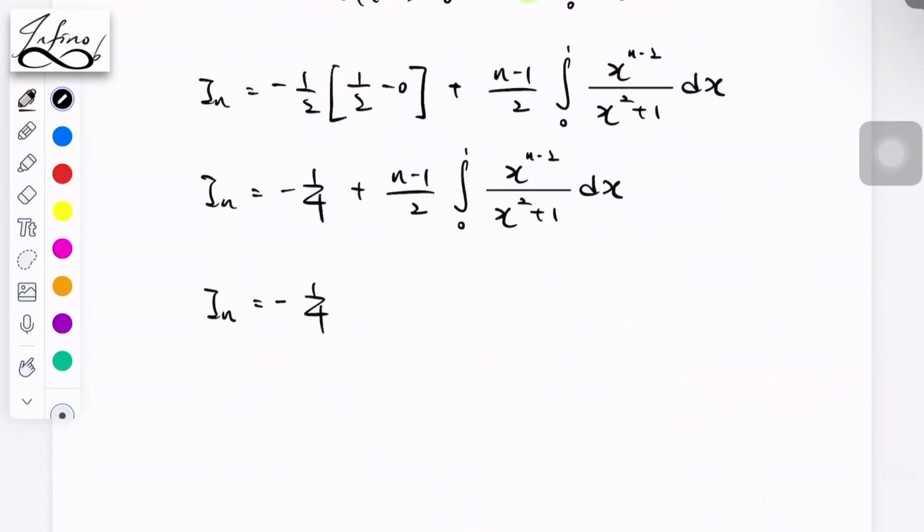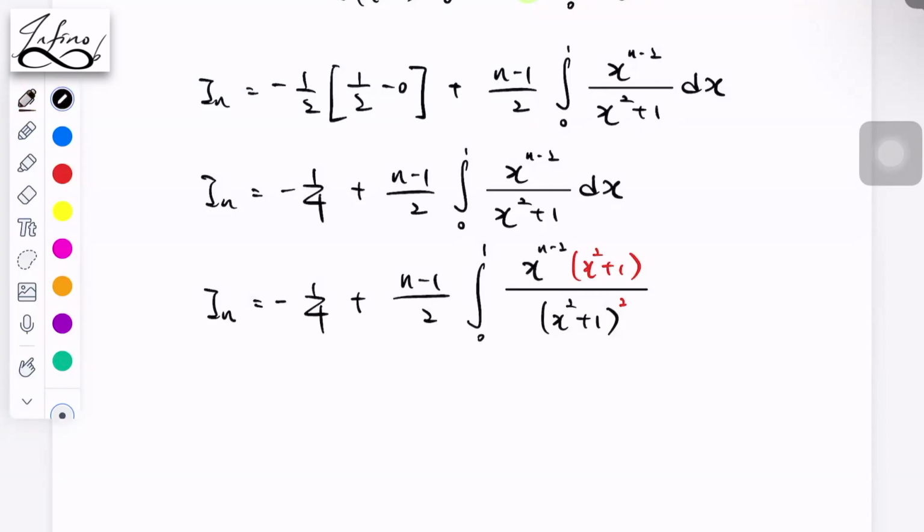I_n negative 1 over 4 plus (n minus 1)/2 integration from 0 to 1. So in order to change the denominator to square, then I have to multiply the additional x squared plus 1 to the numerator as well, in order to utilize the I_n given. So this is actually similar to the 2019 past paper question in example 2.